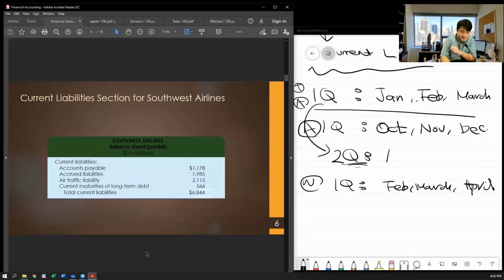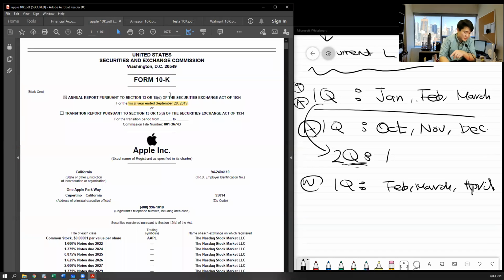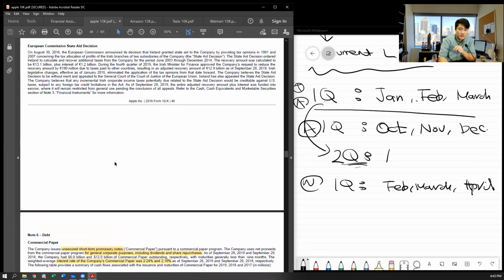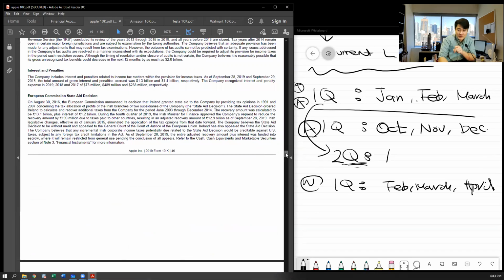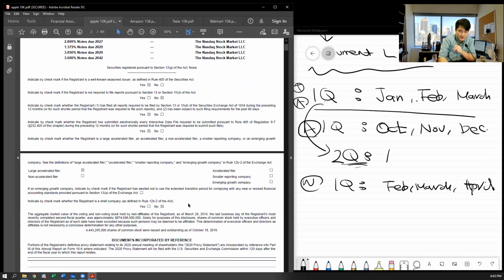Okay. So this is an example of current liabilities. Yeah, I don't want to look at this. Let's go back to the Apple. This was page 50. Oh, no. Nope, I don't want to talk. Let me just go back.